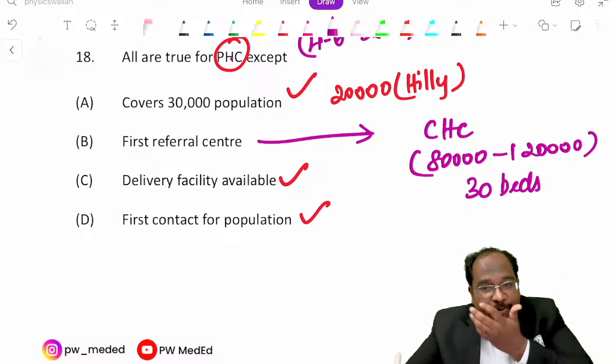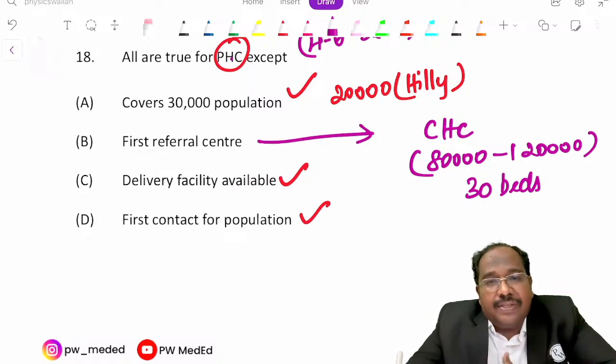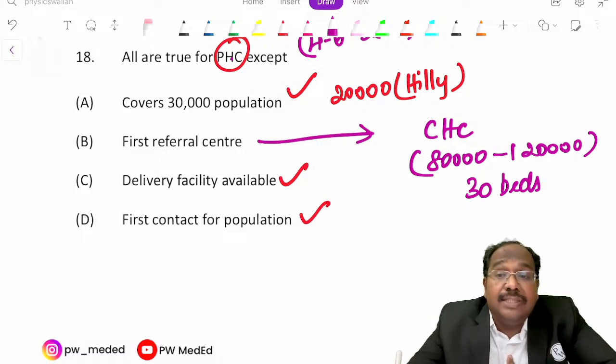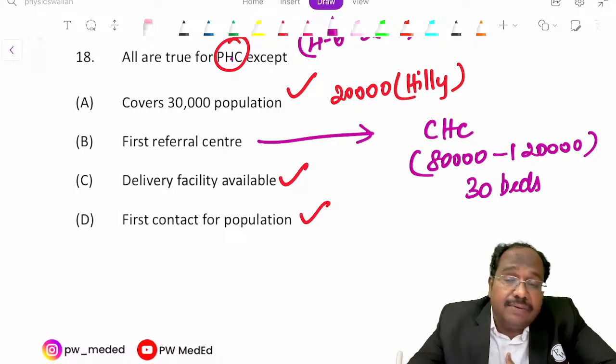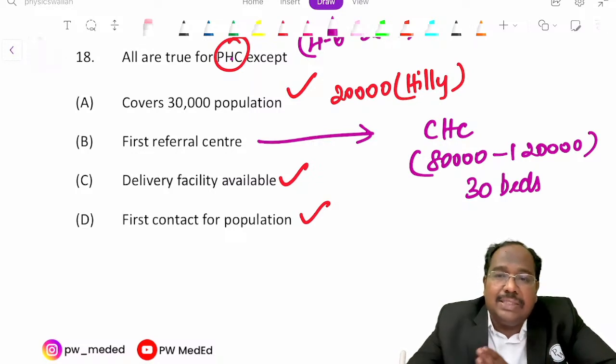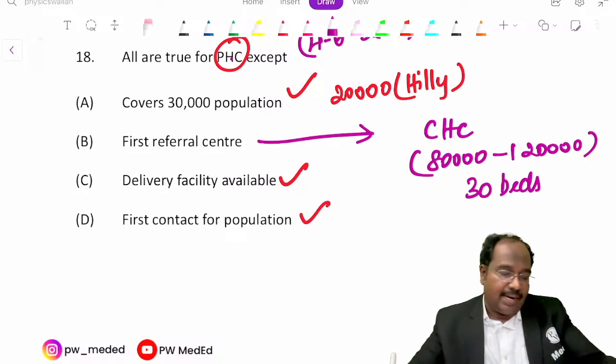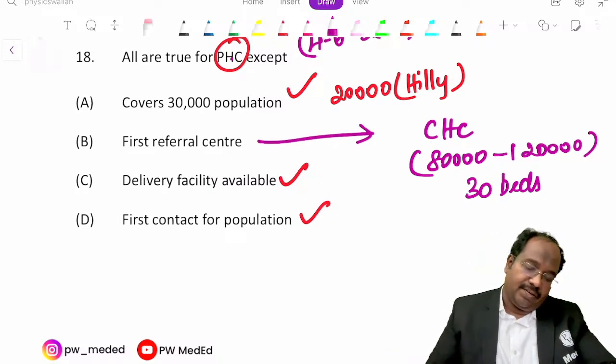To call it as first referral center, they should have facilities for cesarean section. The OT should be there, and they should be having anesthetic facilities. Blood bank facility should be there to call it as first referral center. And usually that is CHC and above. Above CHC means maybe sub-district hospitals, so that can act as a referral center.